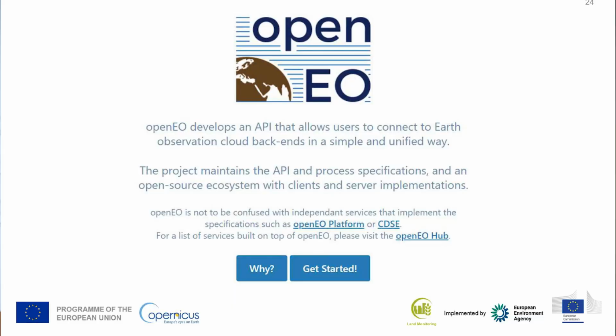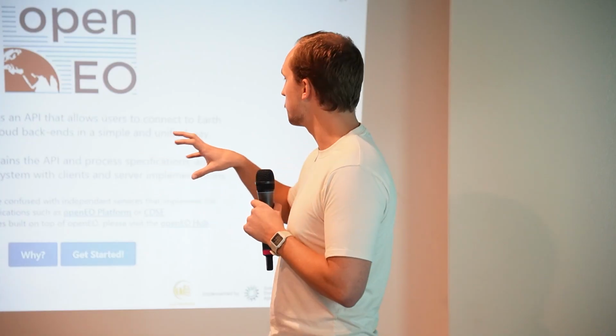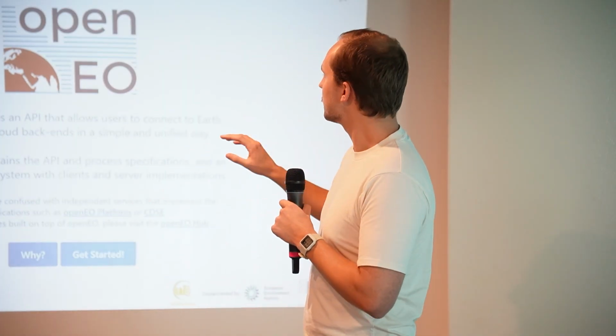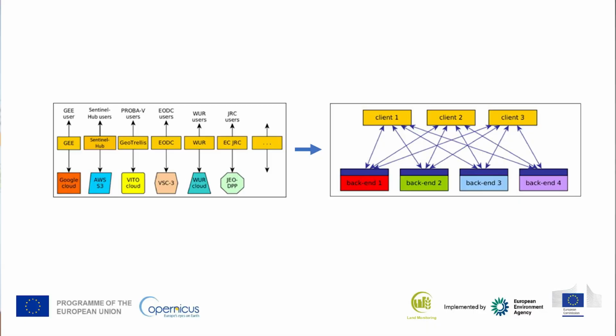And that exactly is where OpenEO steps in. So OpenEO is at its core a spec, a convention on different processes used for processing remote sensing data. I'll just read the slide because I'm not sure if everyone can read the slides that well. That allows users to connect to Earth observation cloud backends in a simple and unified way. So what it really tries to do is make this convention, it's open source on GitHub, so you can see and contribute to all the discussions as well, that multiple backends can implement so that one user can do their processing on multiple backends, which might have multiple data sources.